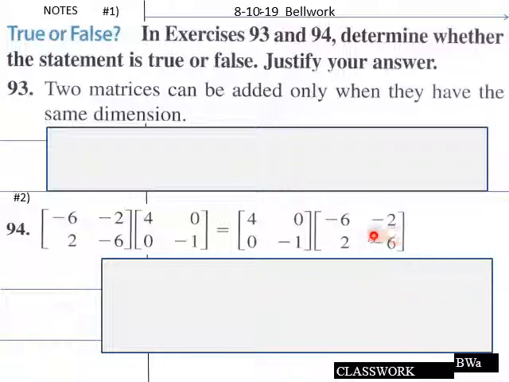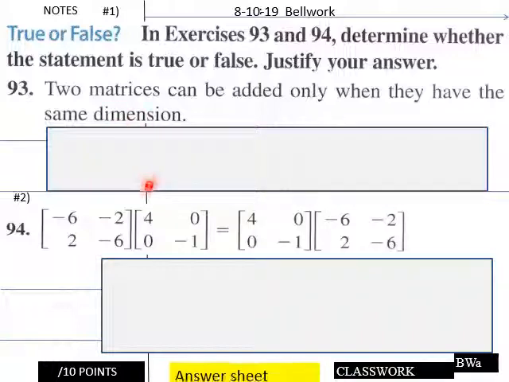Okay, hello everybody, welcome back for your solutions for today's bell work. Determine whether the statement is true or false. Justify your answer. Number 93. Two matrices can be added only when they have the same dimension. And then for 94, we have a product here. Does that equal this over here is the question for that.